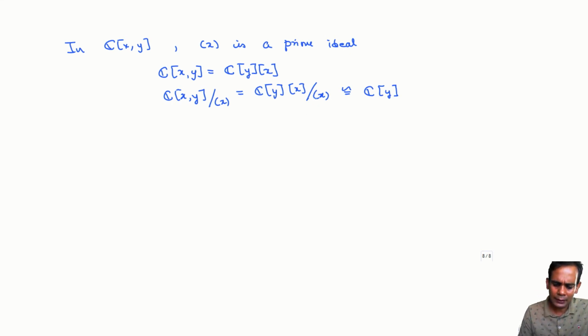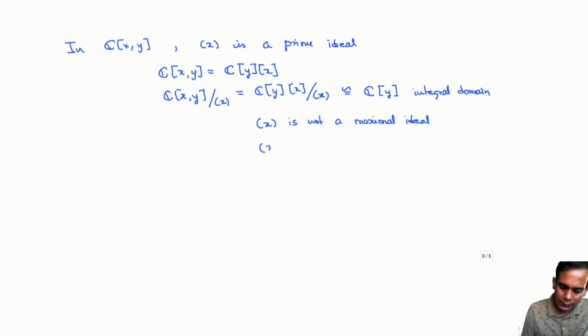What this quotient means is that you're just setting the variable x to be 0. And so this is an integral domain. So the ideal (x) is a prime ideal, but this is not a field, so it's not a maximal ideal. In fact, this ideal (x) is contained in the ideal (x, y), which is contained in C[x, y].